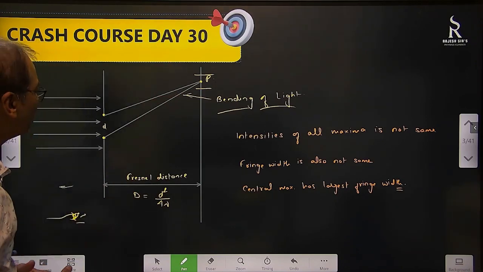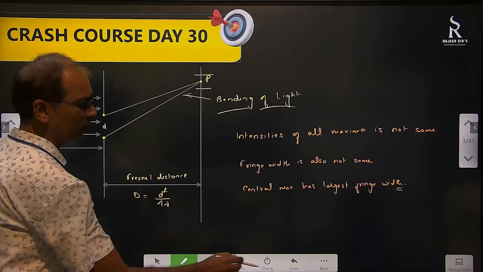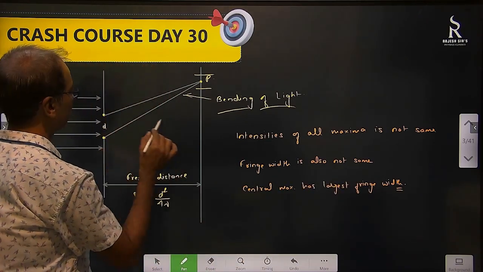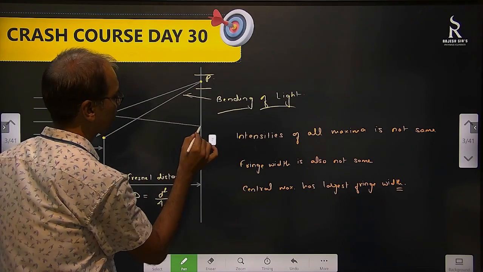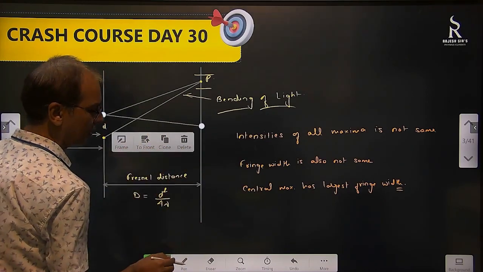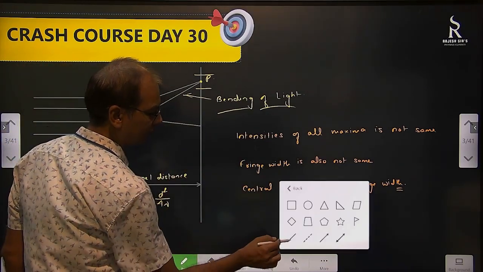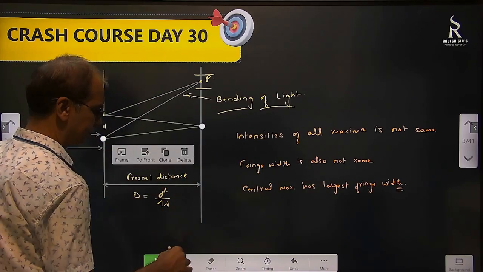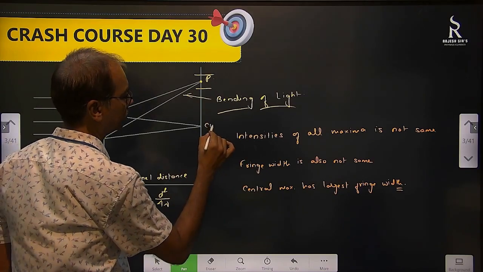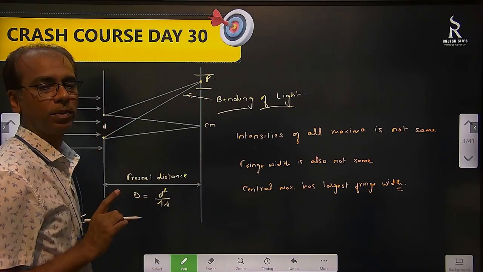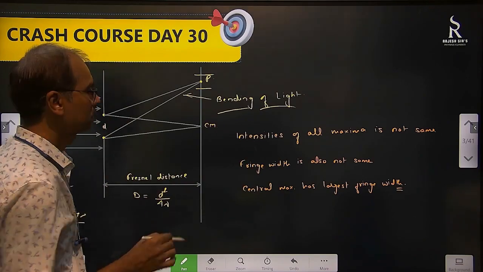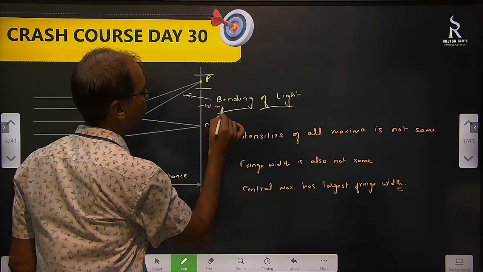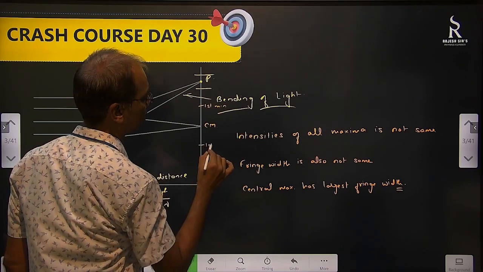Okay. Now let's talk about the central maxima. Now suppose central maxima is forming here. At this point shall we take? No. Yeah. Because we know that at central maxima, path difference needs to be 0. Like this. This is central maxima. Okay. Now maxima is surrounded by what? Minima. So here will be minima. First minima and here will be first minima.